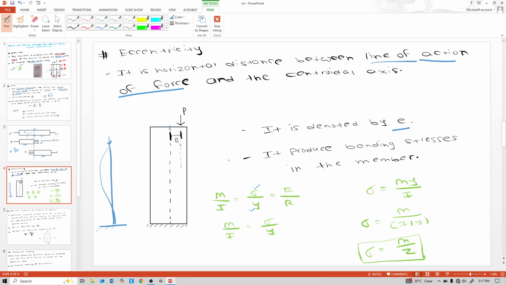Now see this M by I is equal to sigma by y. Rearrange it mathematically: sigma is equal to M y by I. Then take y to the bottom side: M by I by y. So sigma is equal to M by Z. M is the moment and Z is the sectional modulus. I will tell you what the sectional modulus is.